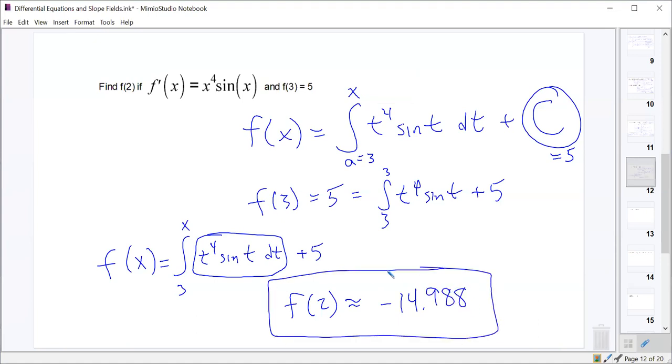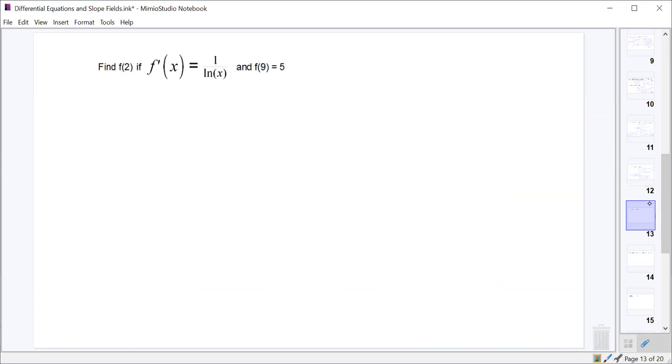Yeah. Good. All right, we got one more of these, I think. I think you guys should do this one on your own. Ready? Ready, go. So hopefully you ended up with your function f of x equal to the integral from 9 to x, since we're looking at f of 9 being 5, of 1 over ln t dt plus 5.